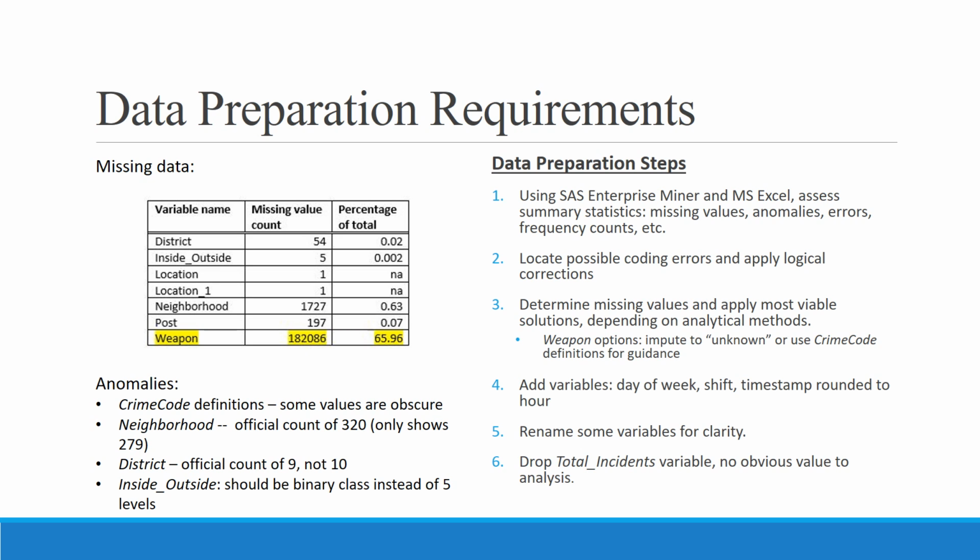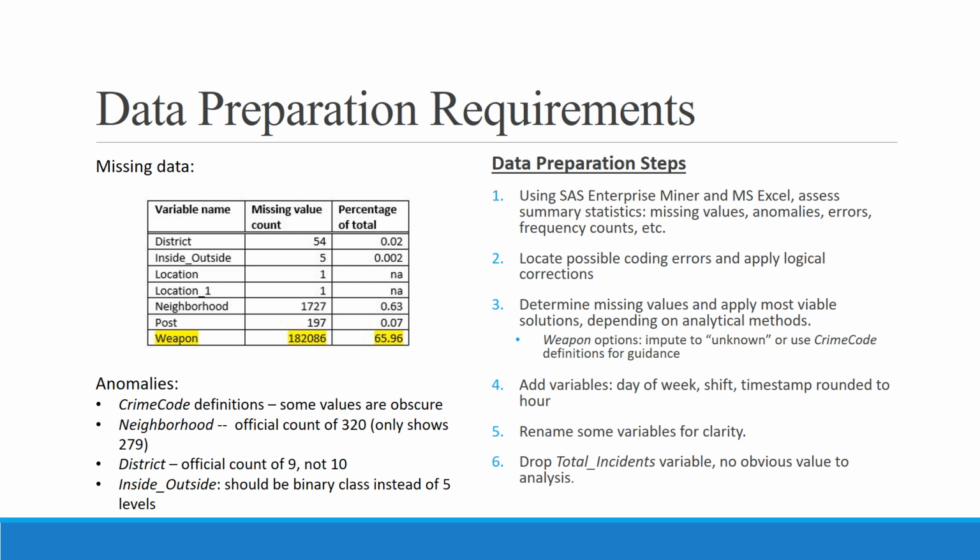So basically the list of data preparation steps start with using SAS Enterprise Miner and Microsoft Excel to assess the summary statistics, finding the missing values, anomalies, errors, frequency count, and other things. Then locate the possible coding errors and apply the logical corrections. Then we would determine the missing values and apply the most viable solutions depending on the analytical method used. For the weapons variable, I might want to impute those values to unknown, or as an alternative, I can use some of the crime code definitions for guidance on whether there was a weapon used or not.